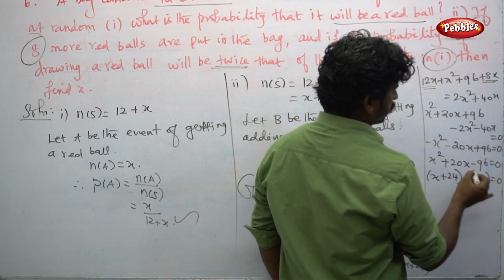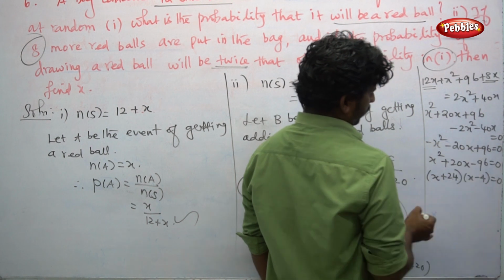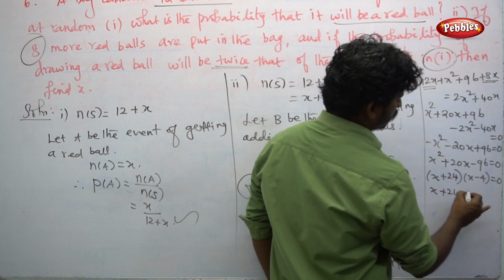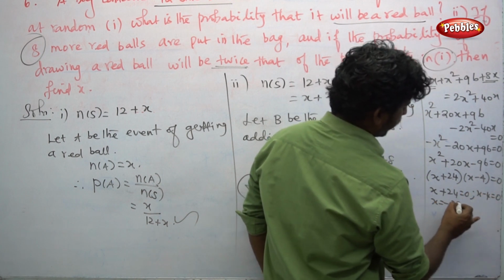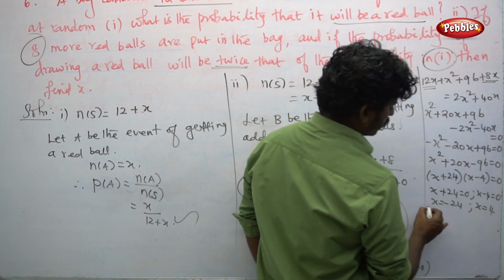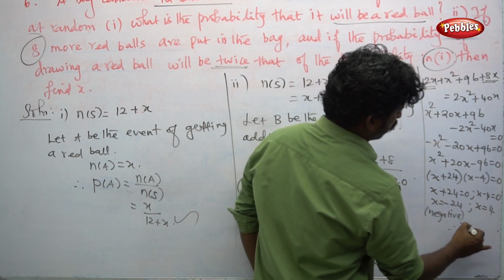24 minus 4 is 20, 24 into 4 is 96, plus into minus is minus. So this is x plus 24 is equal to 0, x minus 4 equal to 0. This is x is equal to minus 24, x is equal to plus 4. So this negative நமக்கு தேவையில்லை. Therefore x is equal to 4.